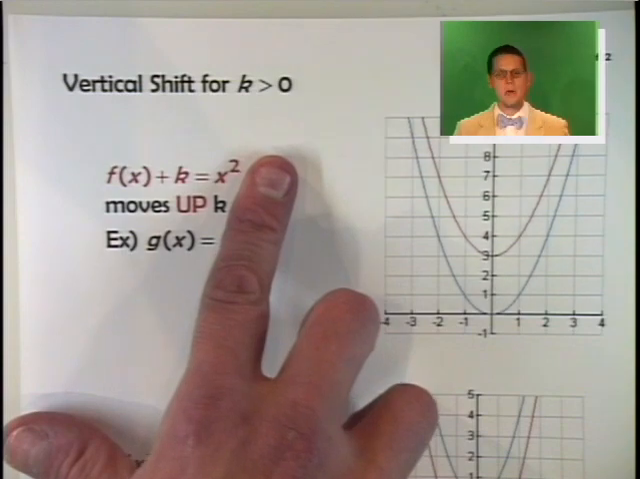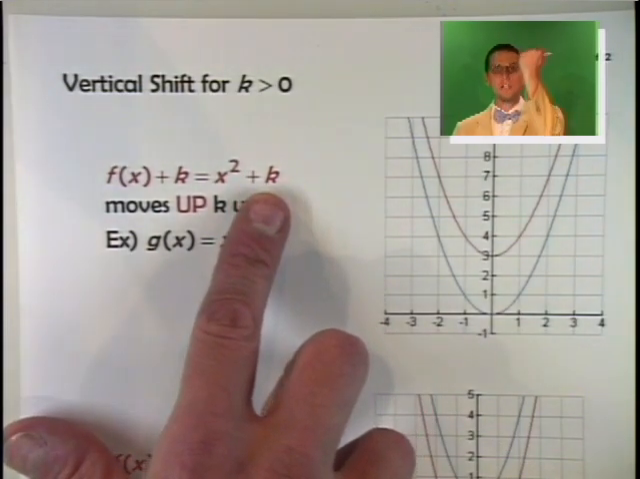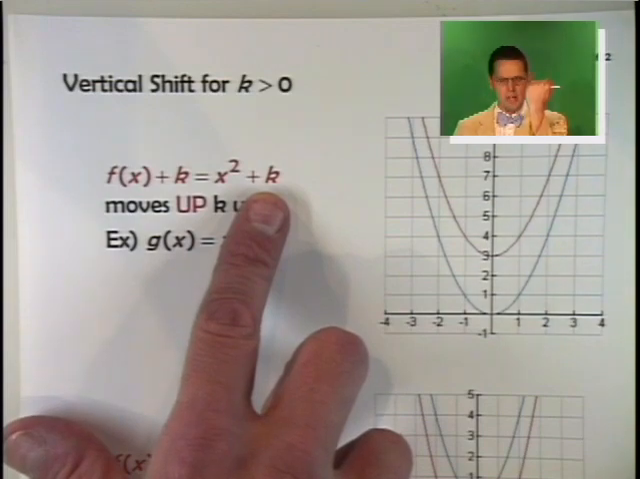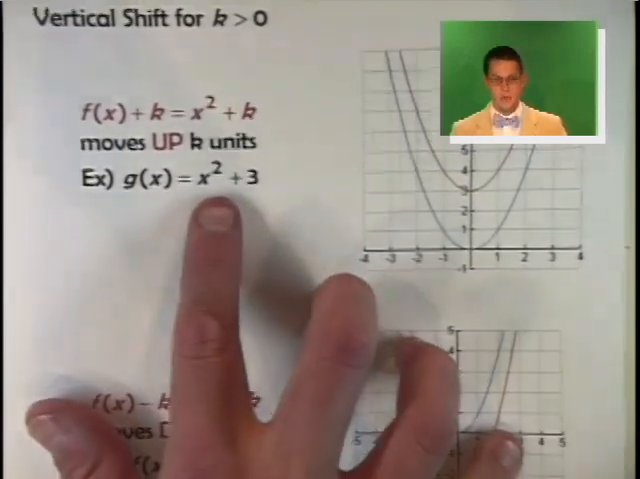What am I going to do with those y values now? I'm going to add k to them. So that's going to take a y value here, and it's going to move it up. Or if I subtract k, it's going to move it down. Okay? Exactly what you would think it would do. So let's look at this here.